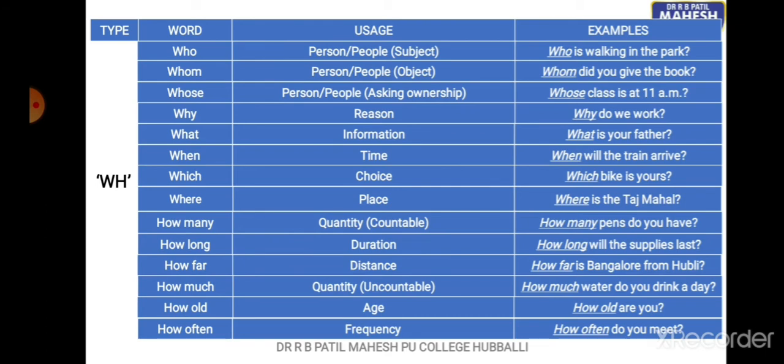So I hope you have understood WH questions. Altogether there are who, whom, whose, why, what, when, which, where, how many, how long, how far, how much, how old, how often. So all put together, there are 15 words here. Please keep in mind.